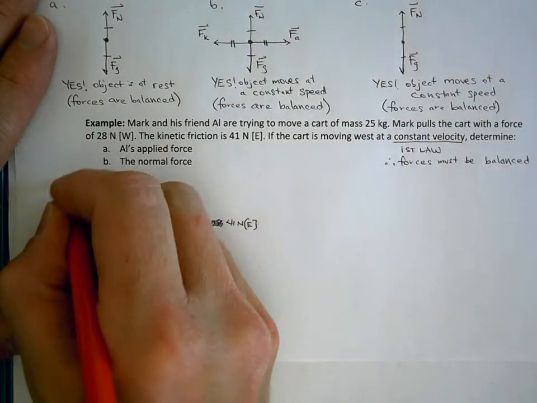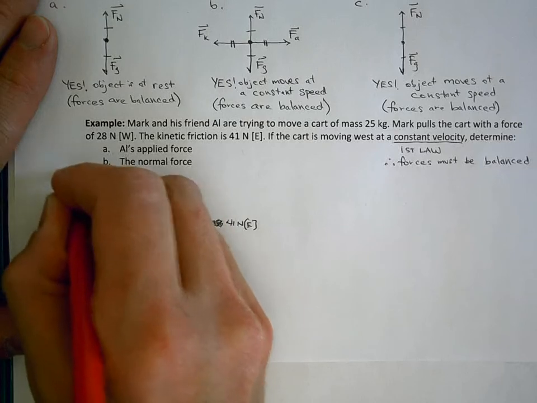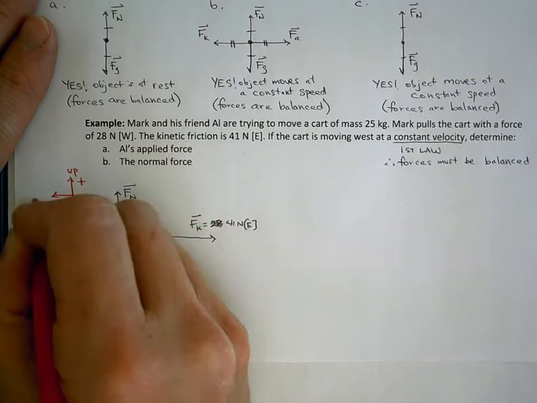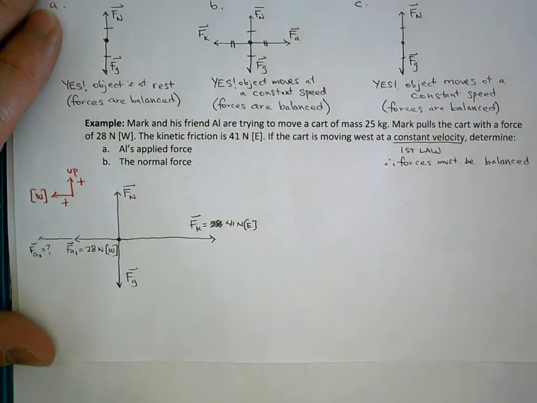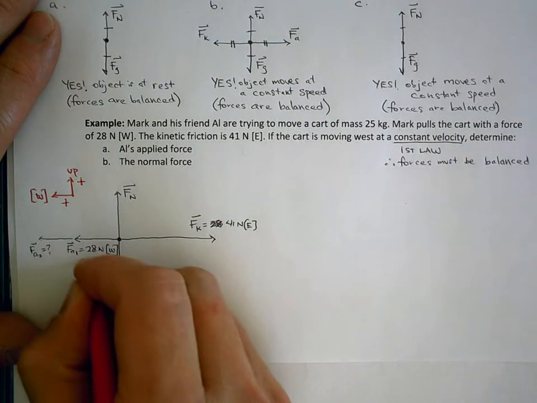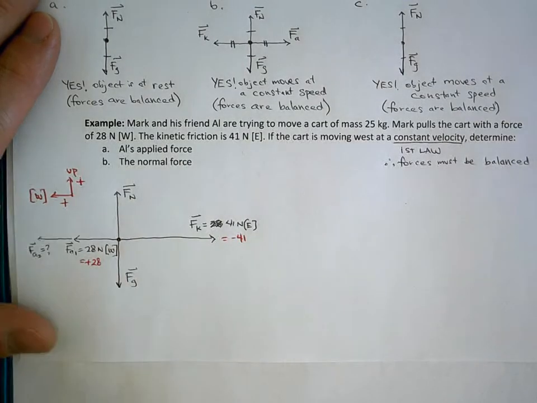Let's do some declarations here. This is going to be positive up, and we'll call this positive west. So therefore, this is positive 28, and this is negative 41.